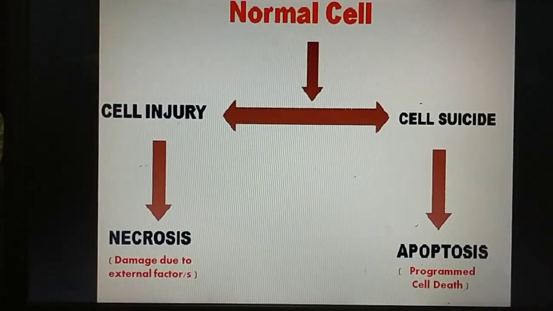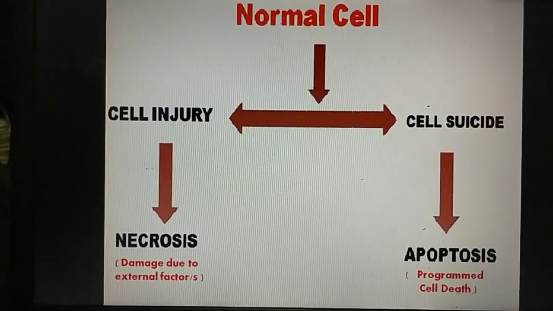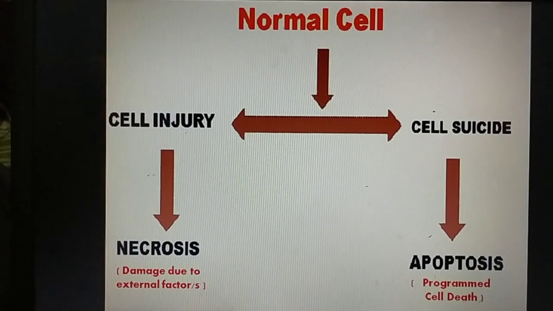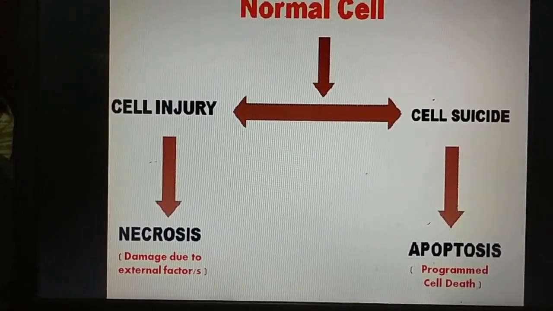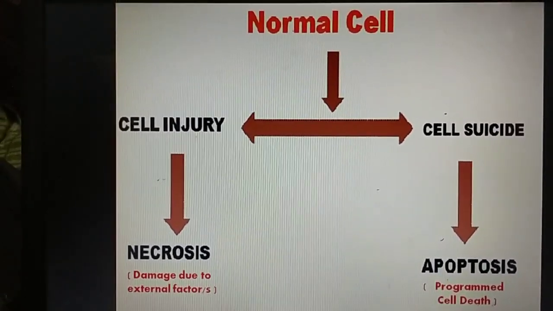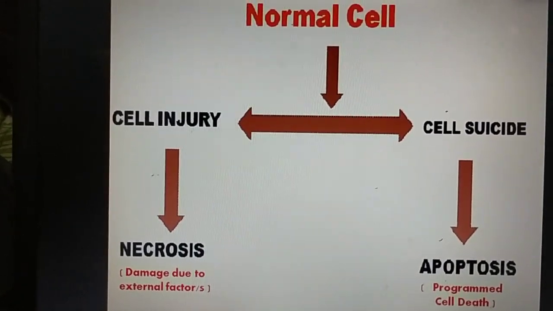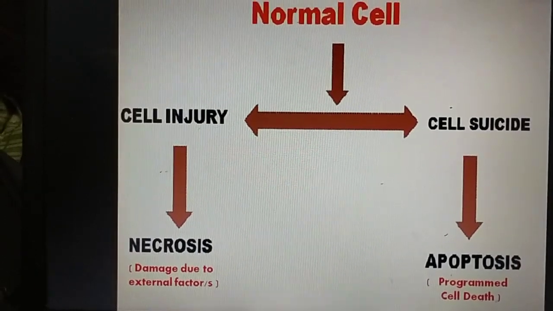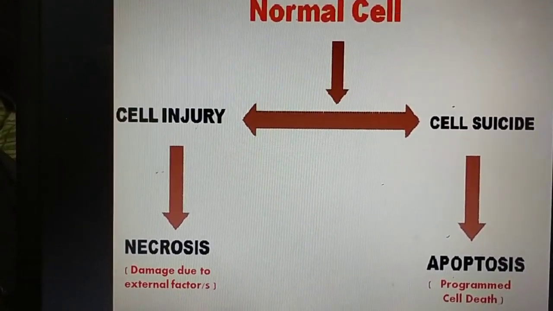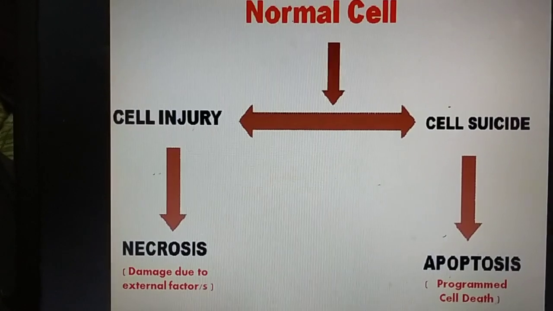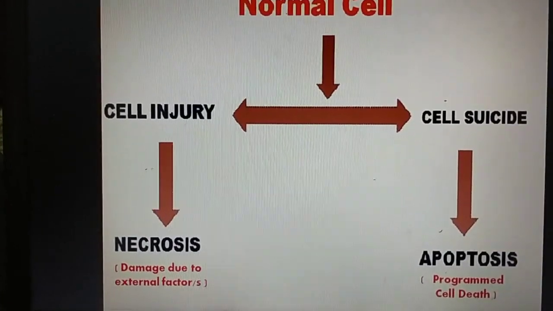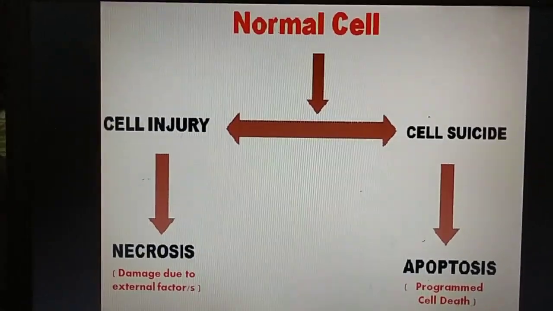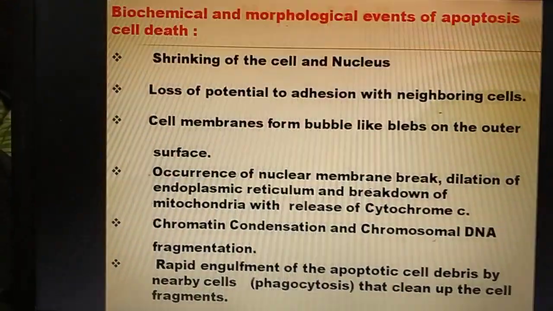This picture clearly shows how a normal cell can die. It dies by two methods, that is necrosis and apoptosis. I have already discussed this. In necrosis, the cell is injured by external factors, while in apoptosis, the cell may commit suicide by internal or external factors.